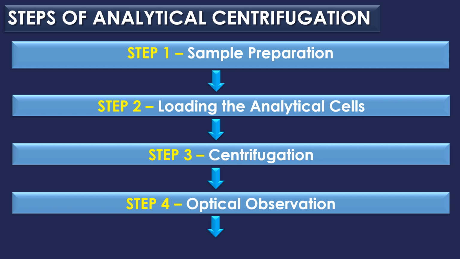Step 4 is optical observation. During centrifugation, the position of the biomolecules relative to the center of rotation is determined using an optical system such as the Schlieren optical system. The Schlieren optical system allows for the visualization and measurement of the concentration gradient and movement of the solutes in the sample.